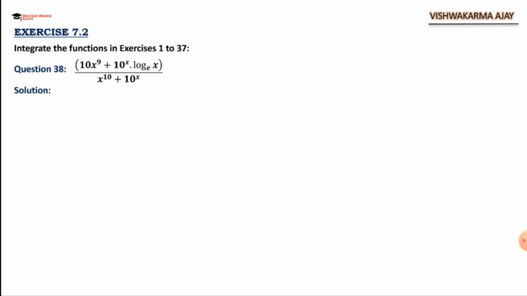Let's move to the next one. Oh, very easy one. You have to take this as t. Since the derivative of this is available here, I know in your textbook there are options. So you can already tackle it with this.